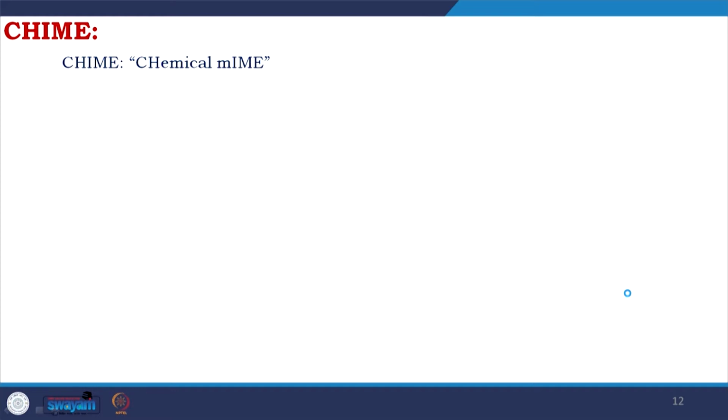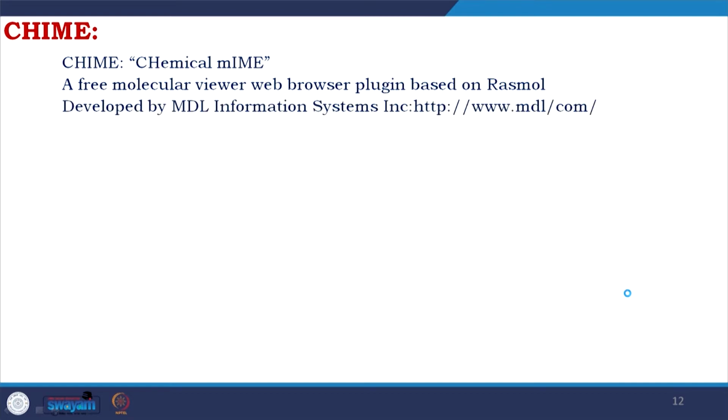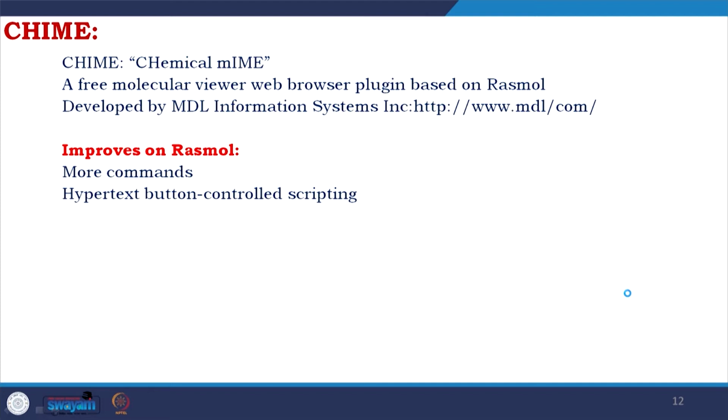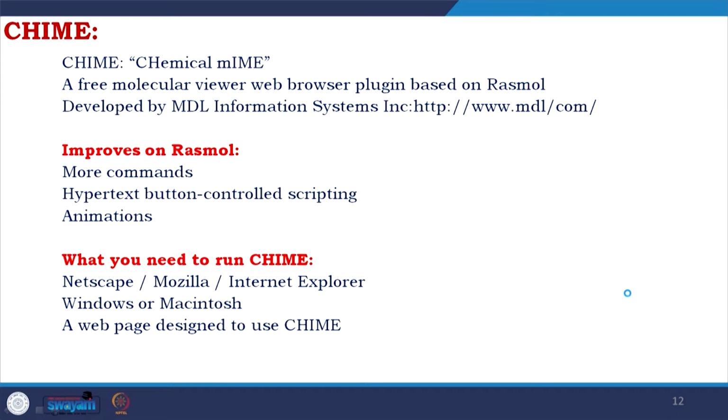Another software is Chime. Chime is named after Chemical MIME. It is a free molecular viewer web browser plugin. It was based on RasMol. It was developed by MDL Information Systems. The link is provided here. It makes improvements on RasMol, having more commands, meaning more functionality, hypertext button control scripting, animations, and for running Chime, what you need is Netscape, Mozilla, Internet Explorer, Windows or Macintosh, a web page designed to use Chime and a PDB file.